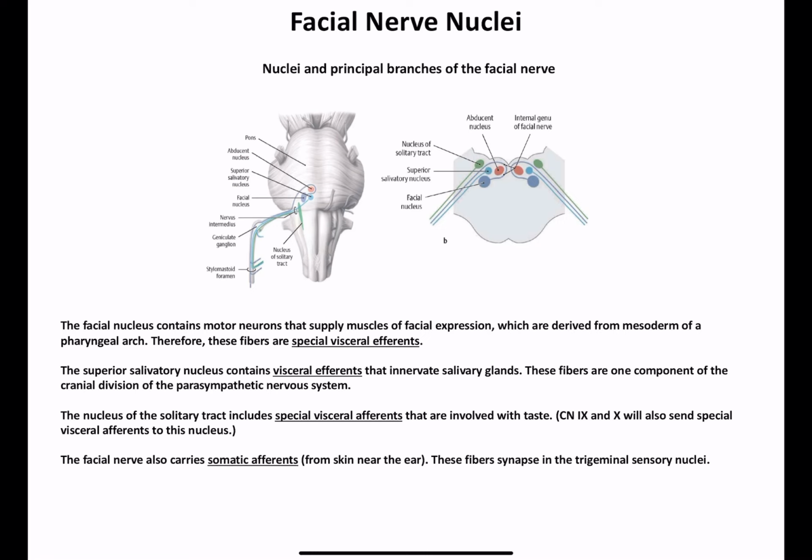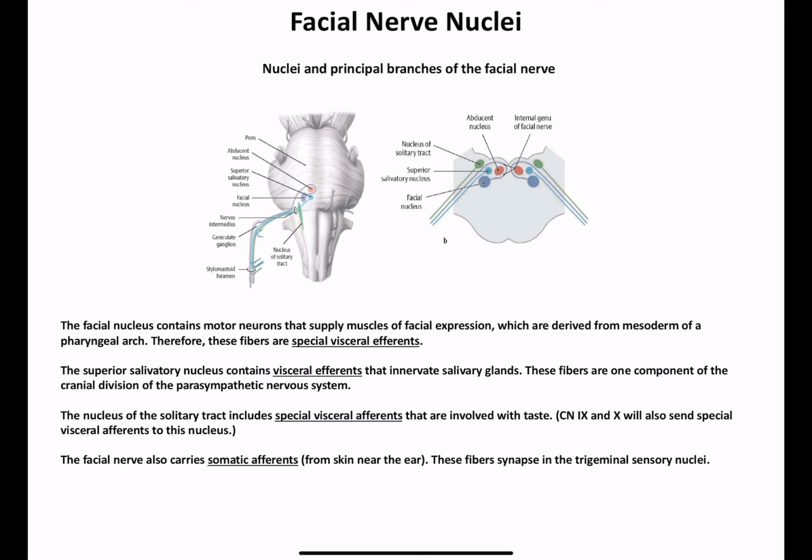So, anyhow, the facial nucleus contains motor neurons supplied to the muscles of facial expression, as I said. Because they come from the mesoderm of the pharyngeal arch, they are considered special visceral efferents. So they are special motor functioning parts. Facial expression is an important thing.